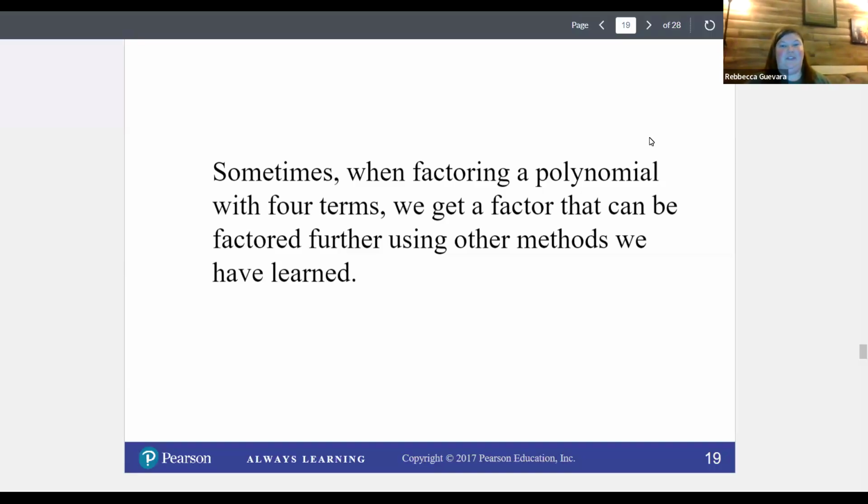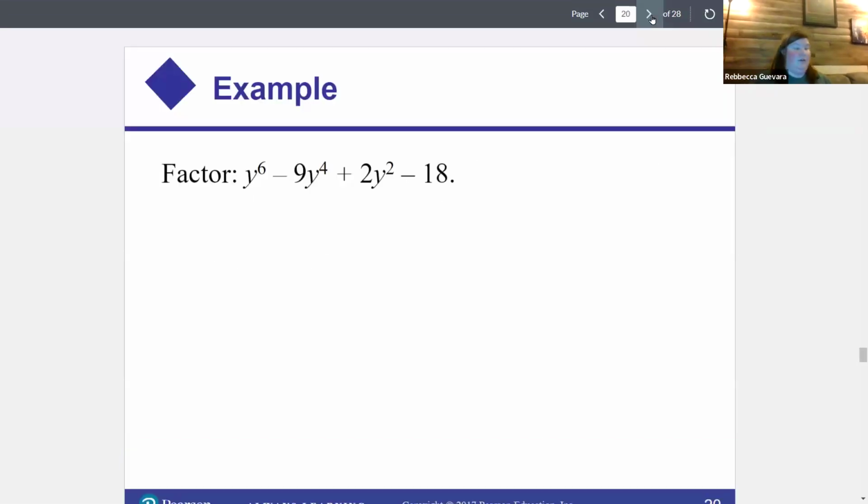All right, so now we're going to use a combination of techniques that we've been doing. Sometimes when factoring a polynomial with 4 terms, we get a factor that can be factored further using methods that we have just learned. So here we have y to the 6th minus 9y to the 4th plus 2y squared minus 18.